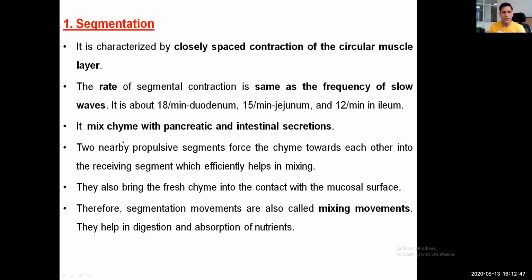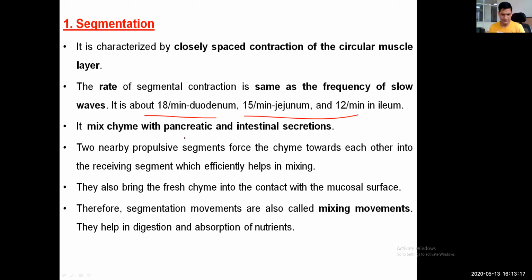Segmentation is a closely spaced contraction of the circular muscle layer. The rate of segmentation contraction is the same as the frequency of the slow wave. It's around 18 per minute in duodenum, 15 in jejunum, and 12 in ileum. The main function of segmentation is to mix the chyme with the pancreatic and intestinal secretions.